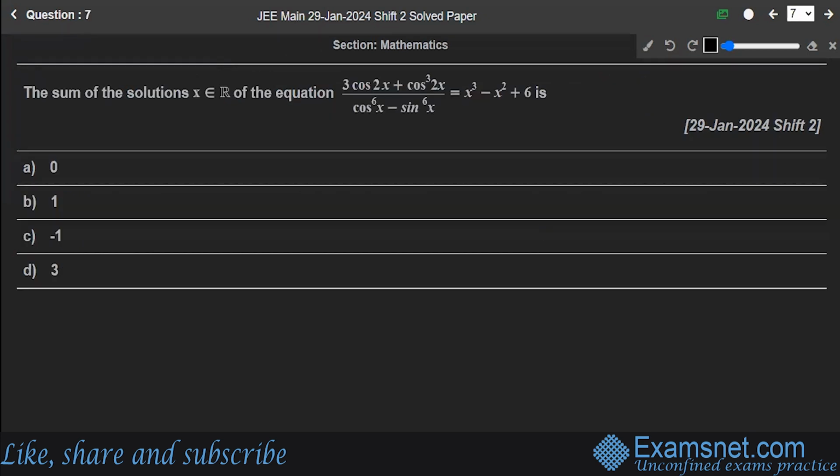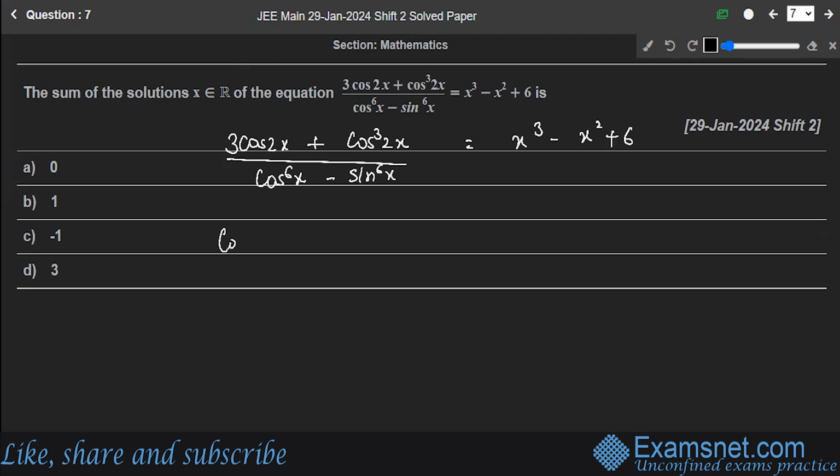Question number 7, the sum of solutions for x belonging to real numbers of this equation is. So you have to find out the solutions and then you have to add them. The given equation is 3 cos 2x minus cos cube 2x whole thing divided by cos power 6x minus sine power 6x. This is equal to x cube minus x square plus 6.